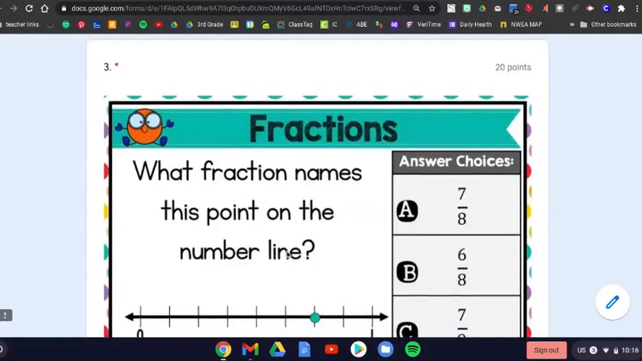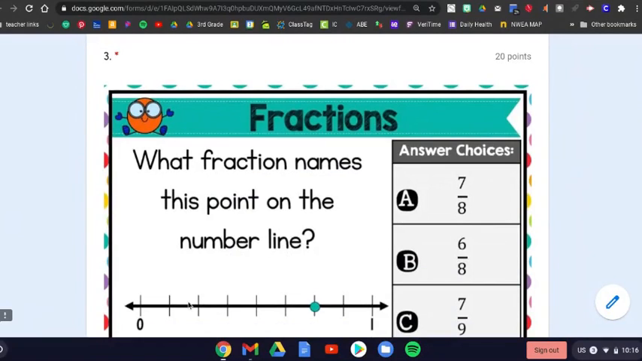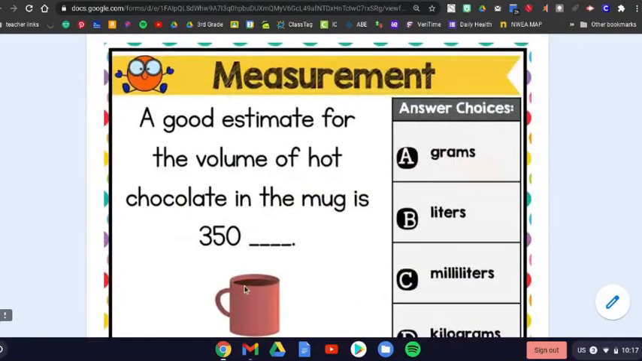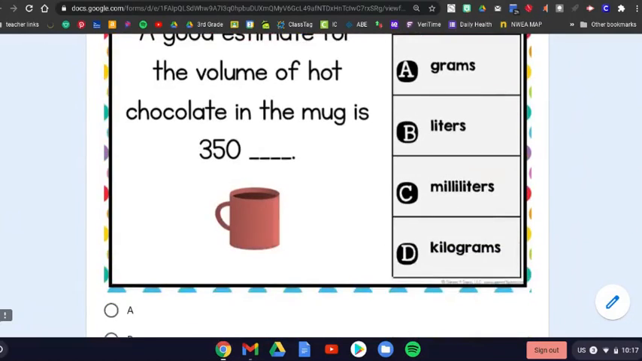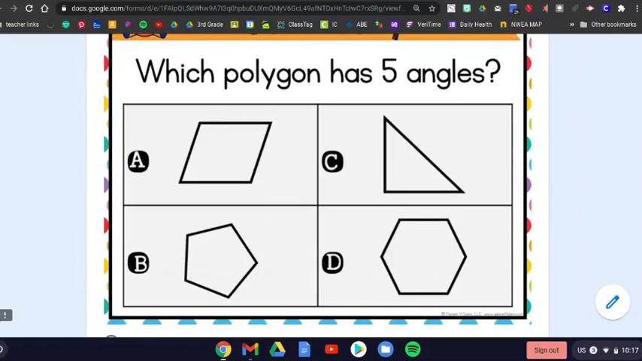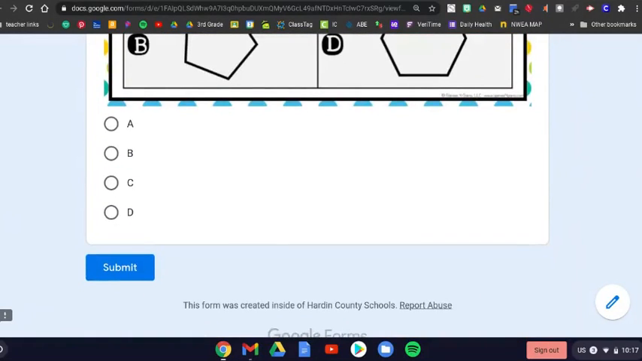Here's the fractions again. Remember to count the marks to find out where the teal dot is. That number, the counting number, is the number on top, the numerator. Match it, and then keep going. This next one is about measurement. Remember, we're measuring the liquid on the inside. Liquid, liters. Liquid is measured in liters or milliliters. Which one makes the most sense? Click your answer. Number 5, which polygon has the number of angles? Count the points. Then you're done.